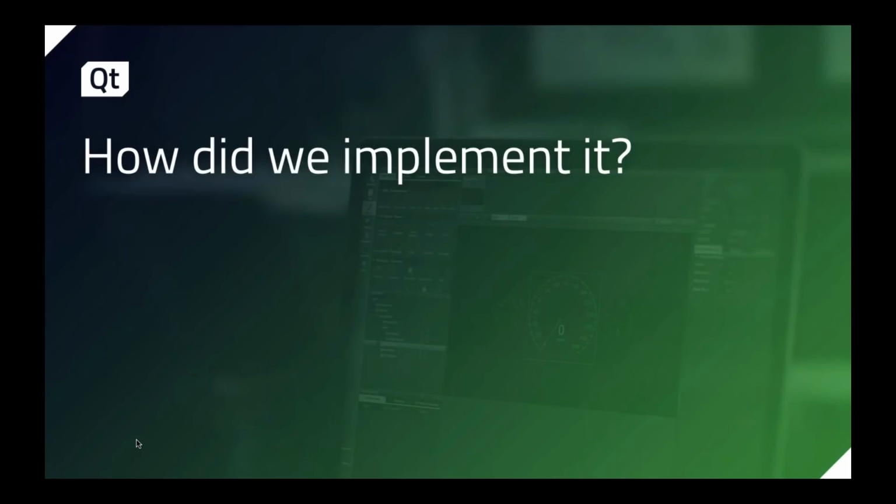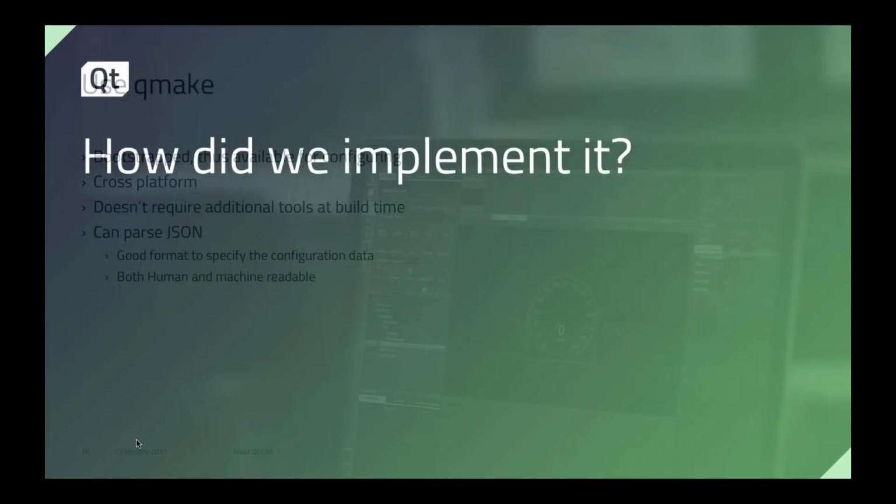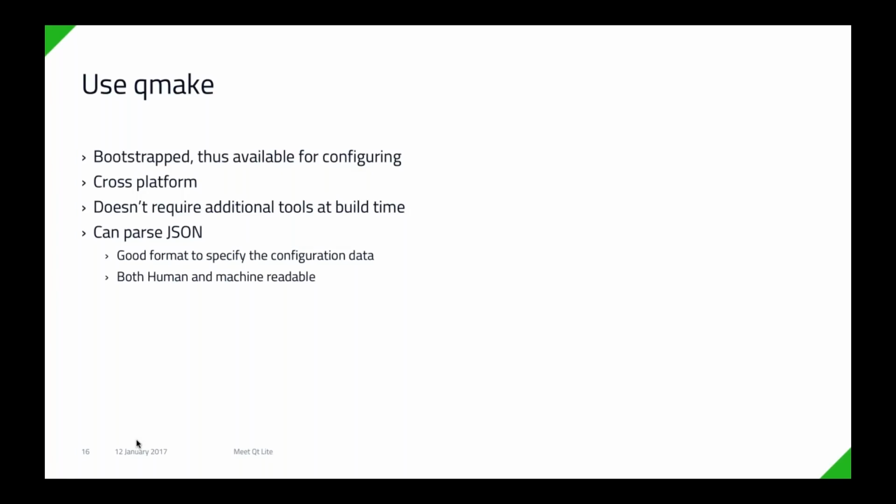So now, how did we implement it? We actually use QMake. QMake is the tool that we use to build Qt, not to configure it. At least up to 5.7, this was what we did. And we've now extended the scope of what QMake can do to also be able to do the configuring for us.